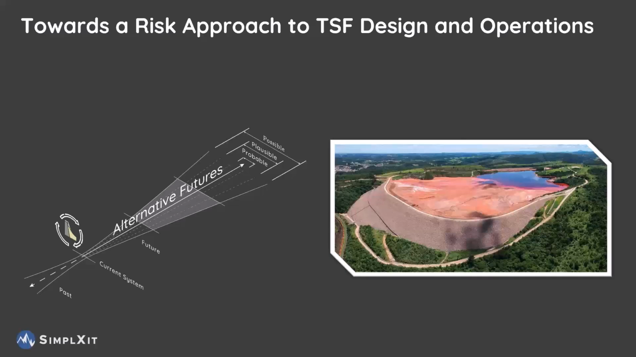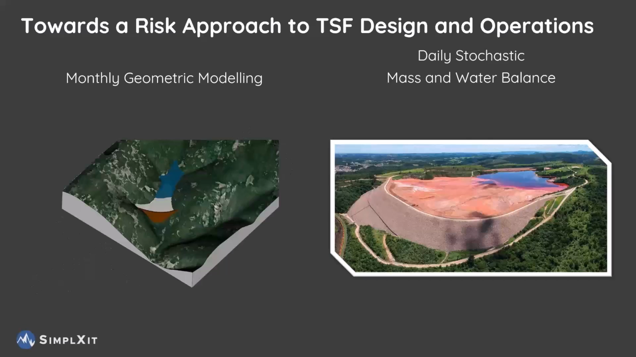And ultimately, we want to be able to quantify what are those likely or less likely futures, so that it can guide us in terms of, well, what is the preferable outcome and how do we get to that outcome. So in this example, I'll show a model that can reconcile those scales. On the left side, we'll have the monthly geometric modeling that will happen within Muk3D. And then on the right side, we'll have a daily stochastic mass and water balance.